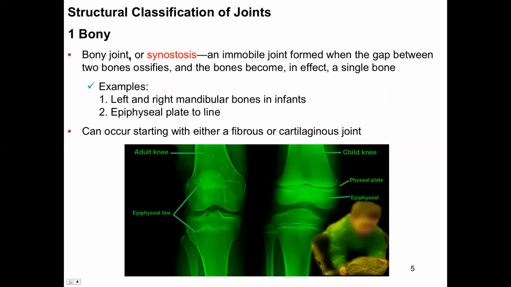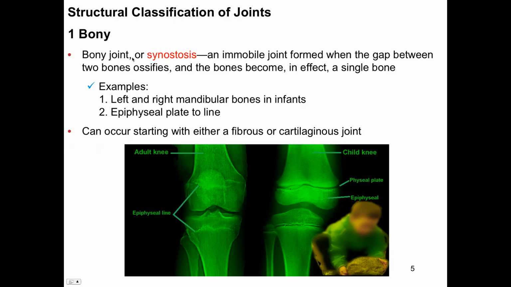So bony joint, right? And here's the other term for that here in red, synostosis. Here, this is where you have an immobile joint that is formed when the gap between 2 bones ossifies and the bones become, in effect, a single bone, all right? And the best way of imagining that would be the epiphyseal plate becoming the epiphyseal line, all right? So this is in the knee here, so you can sort of see this example. And they are a fused bone and they're fully ossified, okay?